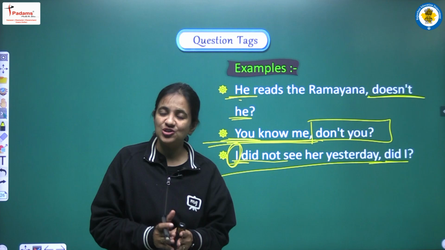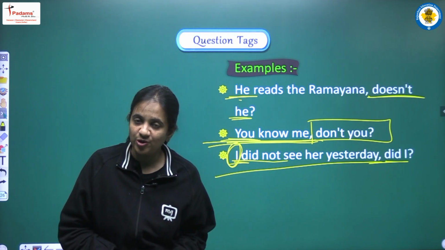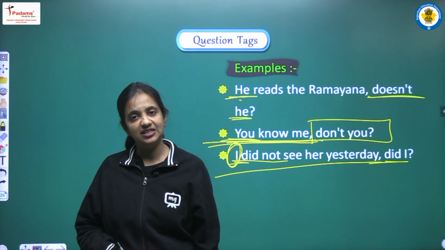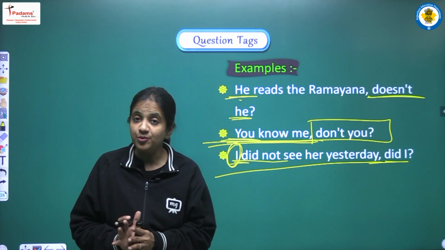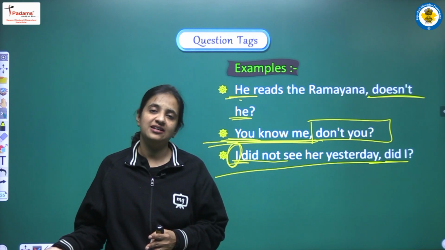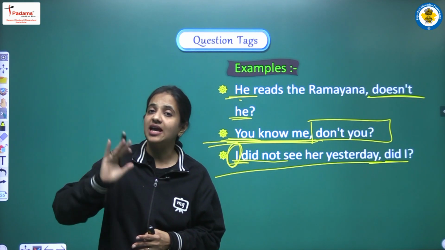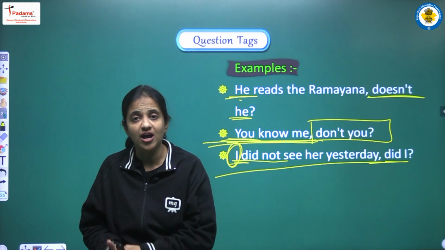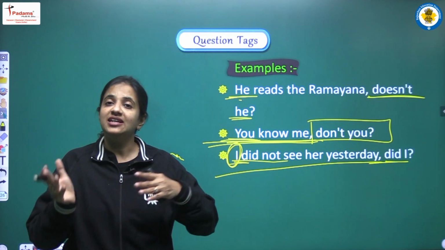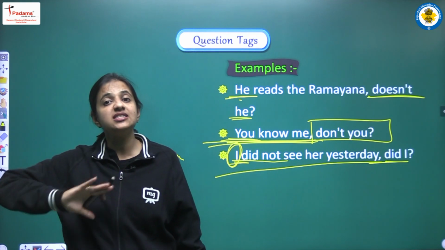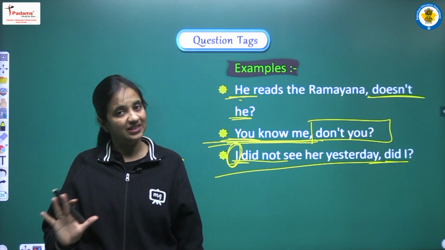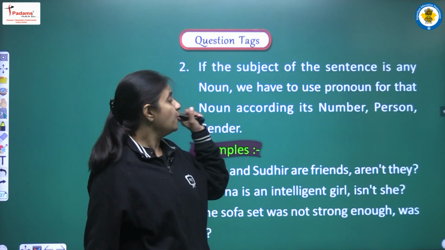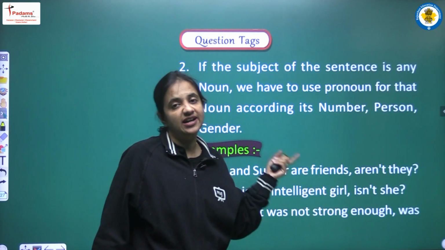So this is the first rule for how we can use the pronoun. Again, one more time I am repeating this rule. According to this rule, if we have any personal pronoun as the subject of the sentence, whether first person, second person, or third person, then in the question tag we have to use the same pronoun without making any changes. Clear? Now we have the next rule, that is the second one.